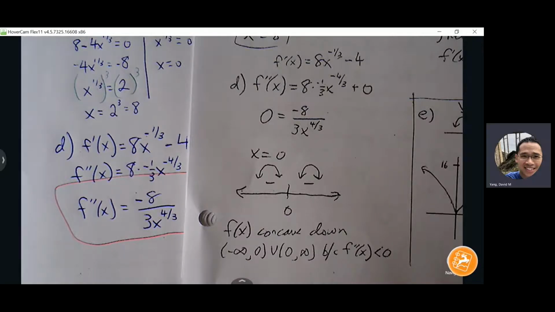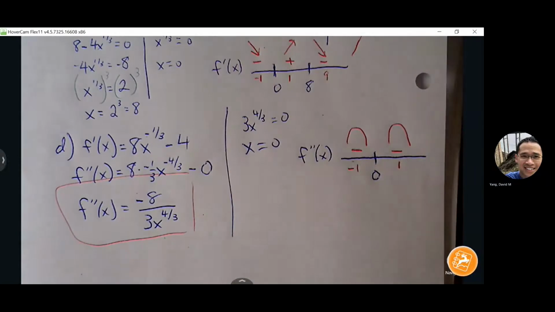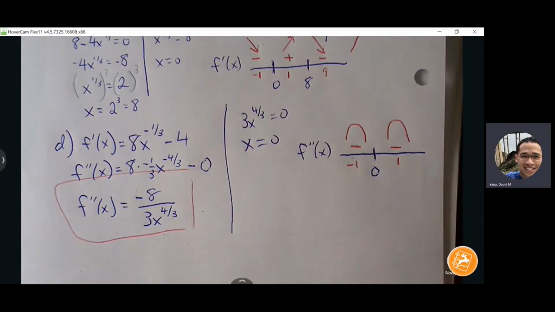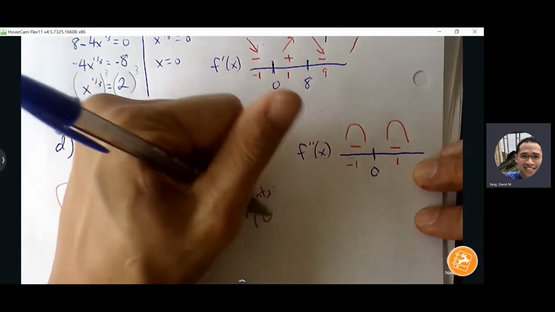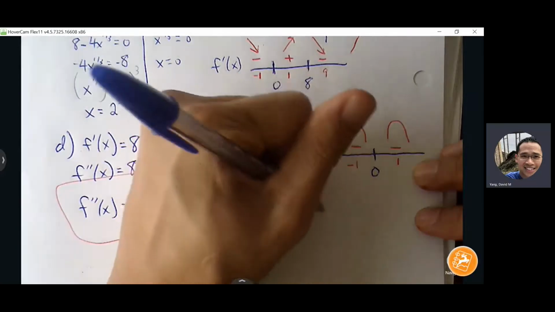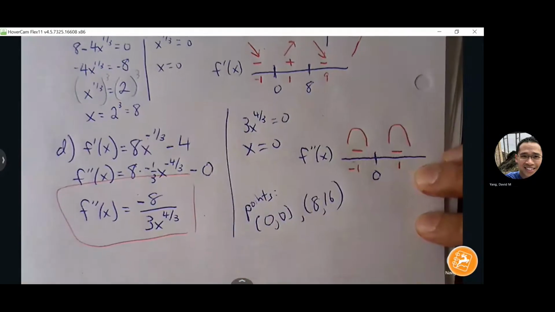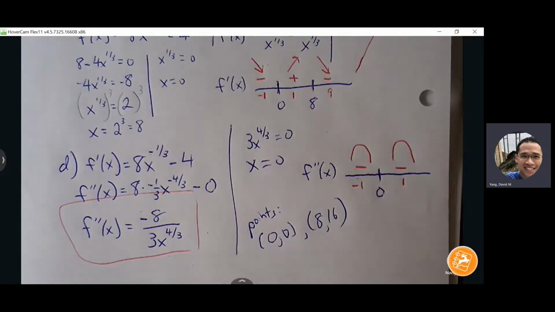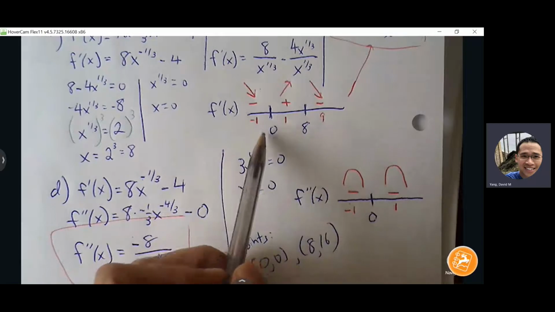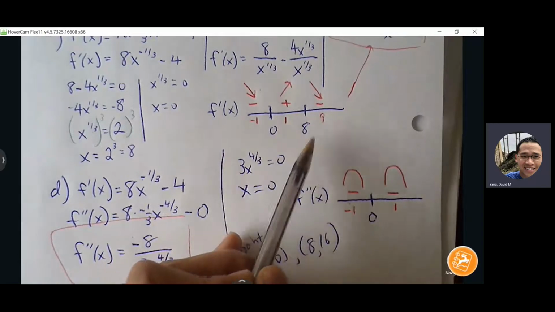Okay, so now we're ready to sketch our graph. We have some important points that we found. All right, 0, 0, and ordered pair 8, 16. Right, we can go ahead and put that onto our graph. Okay, we know there's a relative minimum at 0 and a relative max at 8.